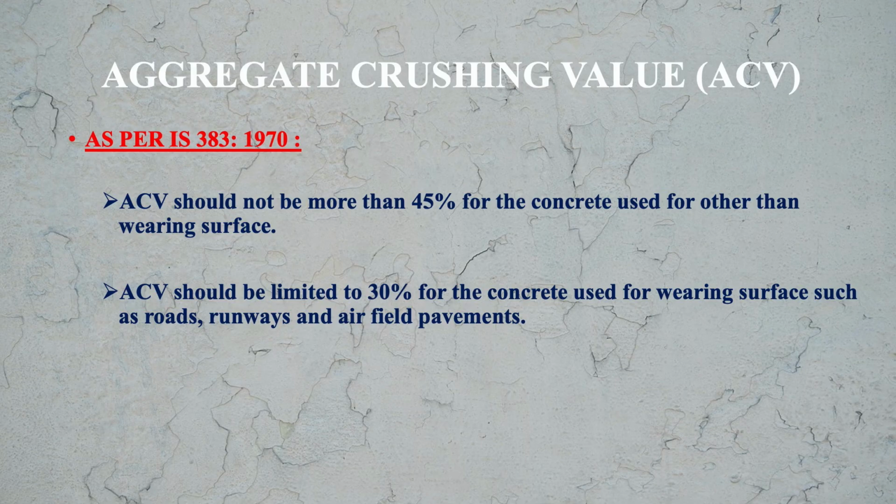But if we are using the aggregate for wearing surface, then for that concrete the aggregate crushing value should be limited to 30%. Means aggregate crushing value should not be more than 30% if the concrete is being used for wearing surfaces such as roads, runways and airfield pavements. So for that purpose ACV is limited up to 30%. So this is the use or the importance of the aggregate crushing value test.